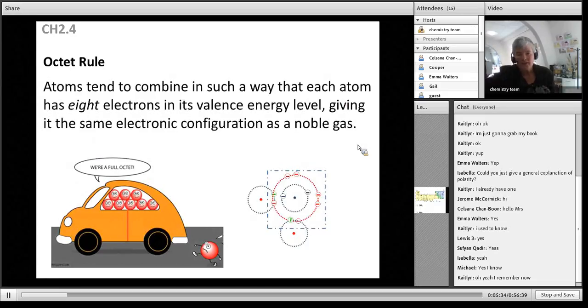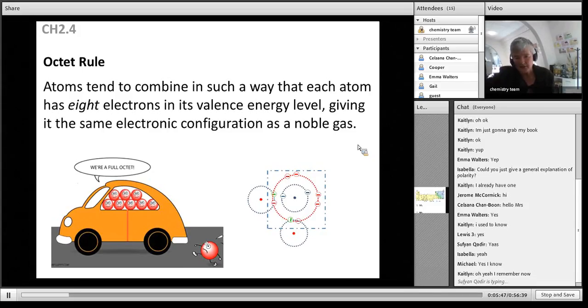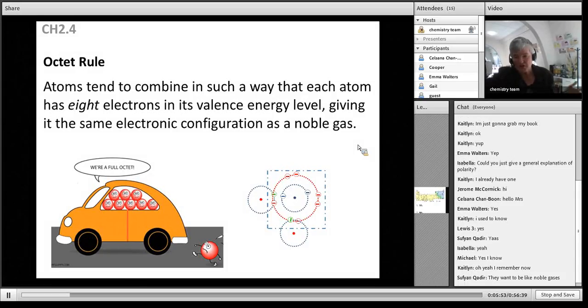Atoms are more stable, so they have less energy and therefore are less likely to react, when the outermost energy level is full. That's why the noble gases don't react, because they've got a full energy level. So they're stable, the electrons don't have as much energy, and so they just don't bother reacting.